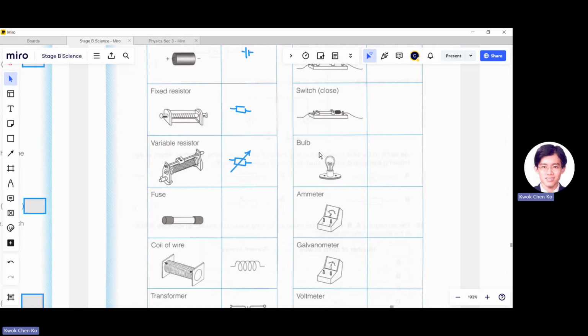Okay, fuse, I don't think it will come out for lower secondary, but this is the fuse which I showed you earlier. It's the one that melts, right? I think it's in your syllabus, right? If your current is too high, it will melt and then open the circuit.